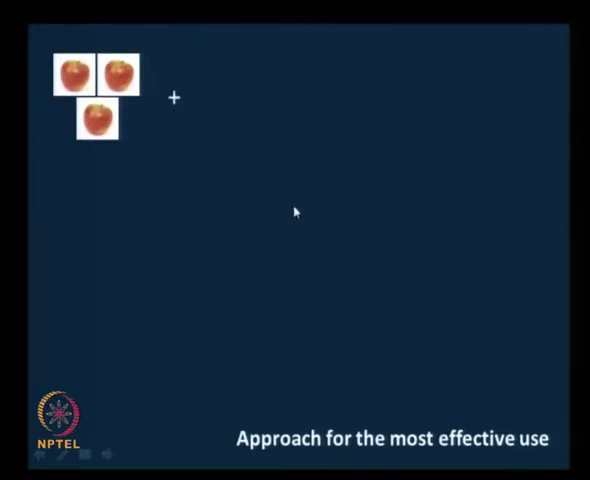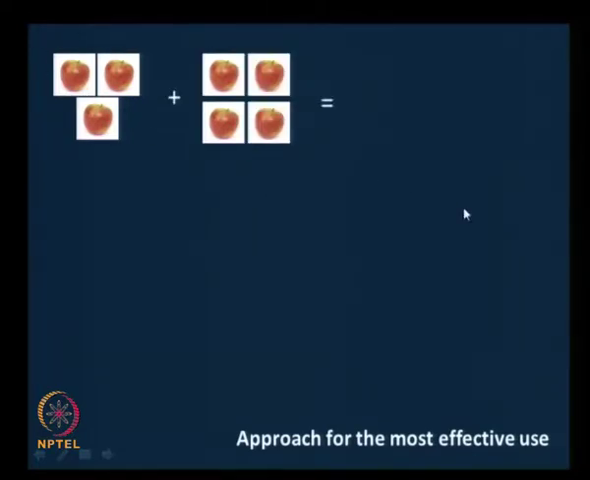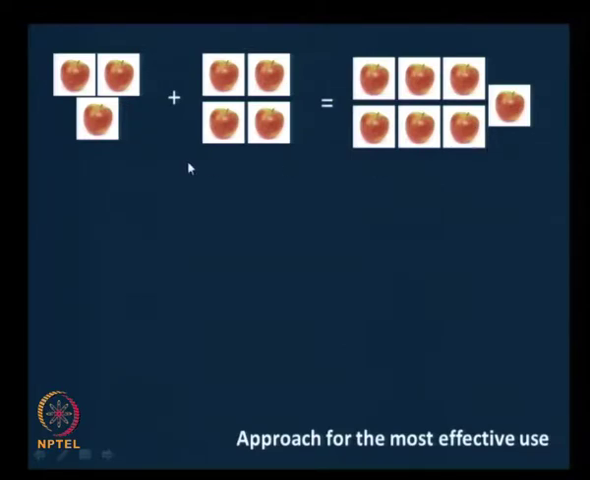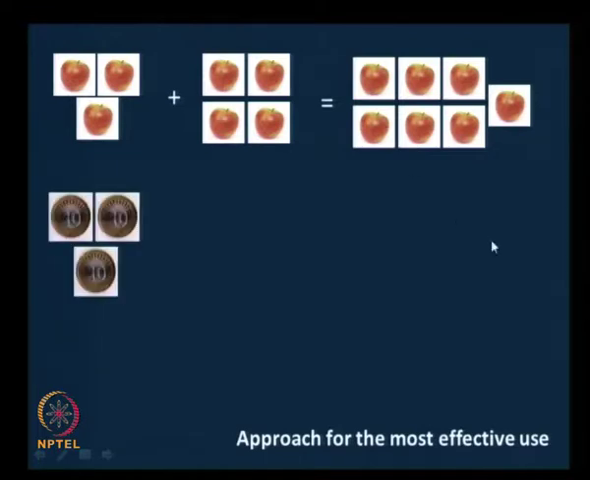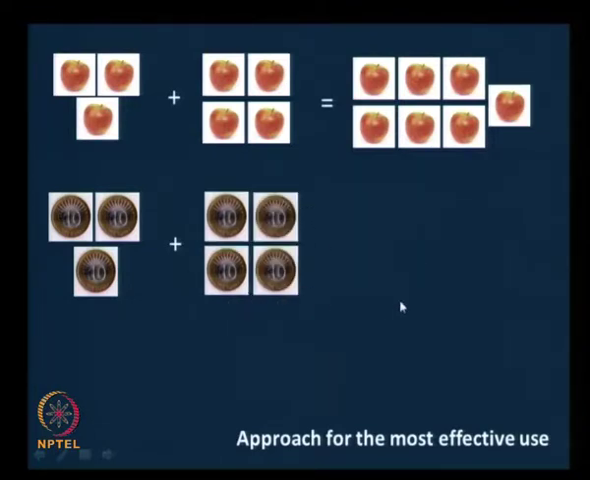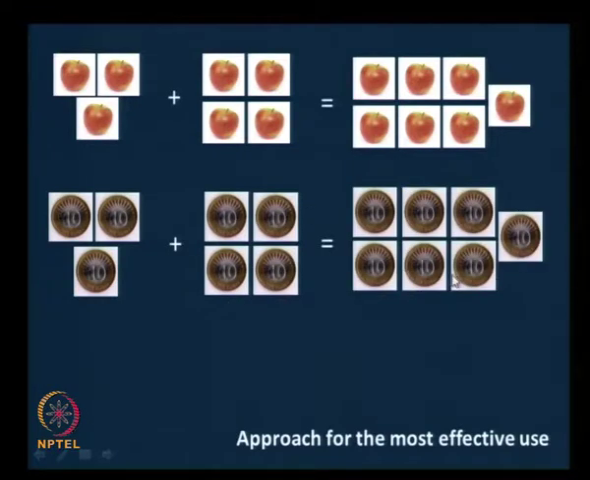Then I said the approach for the most effective use of thermodynamics that I see here is as follows. We said if you are looking at apples, 3 apples in a basket, and you add them with 4 apples, then you get 7 apples. Similarly, if you take 3 ten rupee coins and add them with 4 other ten rupee coins, you get 7 ten rupee coins. And so this is at the level of specifics.